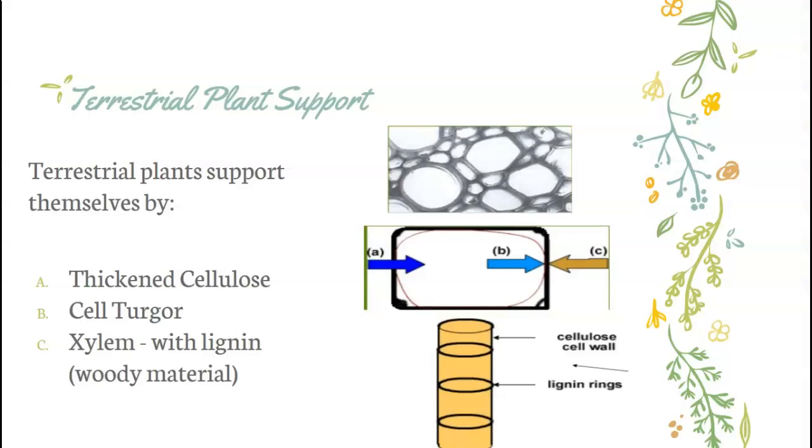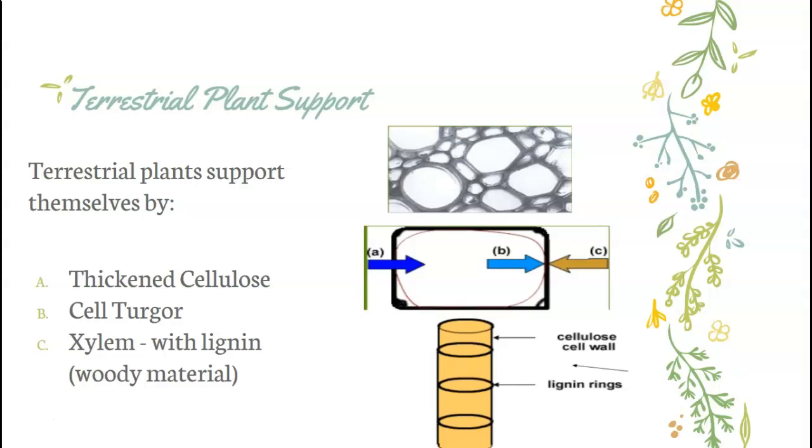All right, and our very last slide for today, terrestrial plant support. Terrestrial means land, so we're talking about land plants. We're talking about trees, flowers, bushes, shrubs, anything like that. And there's three main ways that plants support themselves. And by supporting themselves, I mean being able to stand upright and grow into a fully matured plant.